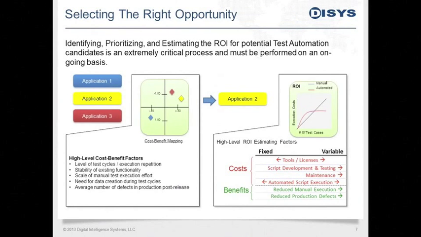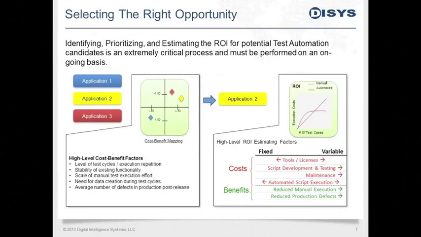ROI. So selecting the right opportunity is a very major consideration when you're going to say whether a particular application needs to be automated, or whether I actually initiate an automation strategy. So again, identifying, prioritizing, and estimating the ROI for automation candidates is a critical process, and must be performed on an ongoing basis.